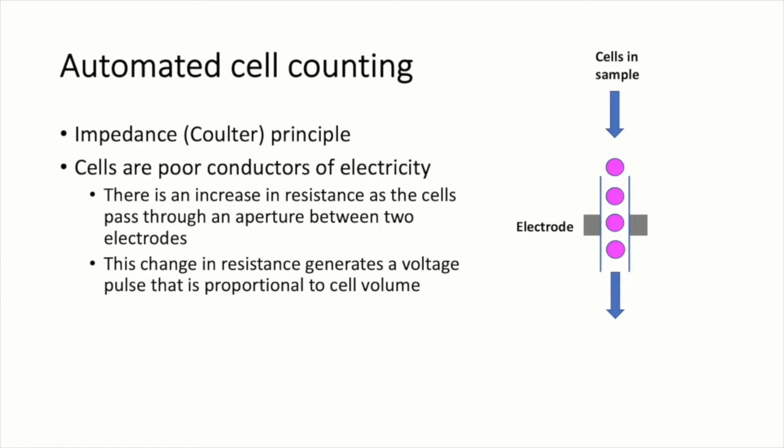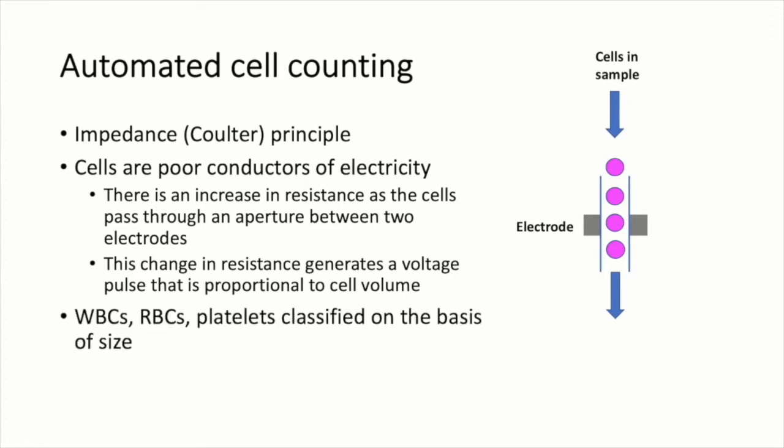Most automated hematology analyzers use the impedance or Coulter principle to perform automated cell counts. Cells in the sample pass one at a time through an aperture between 2 electrodes. Because cells are poor conductors of electricity, there is an increase in resistance as each cell passes through the aperture. This change in resistance generates a voltage pulse that is proportional to the cell volume. So basically, the number of pulses will tell the number of cells, and the size of the pulse helps differentiate between the different types of cells. So white blood cells, red blood cells, and platelets are going to be classified on the basis of size.